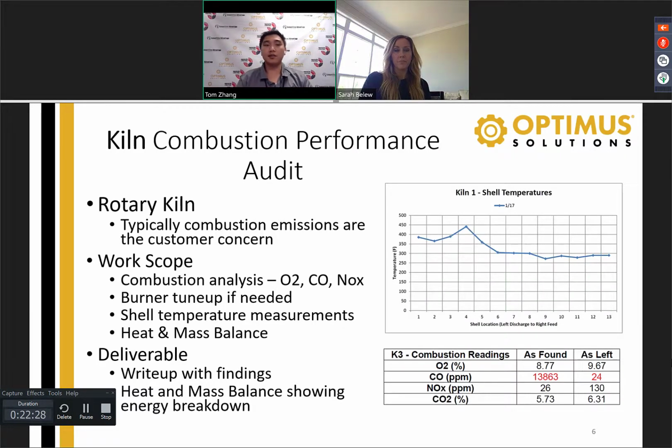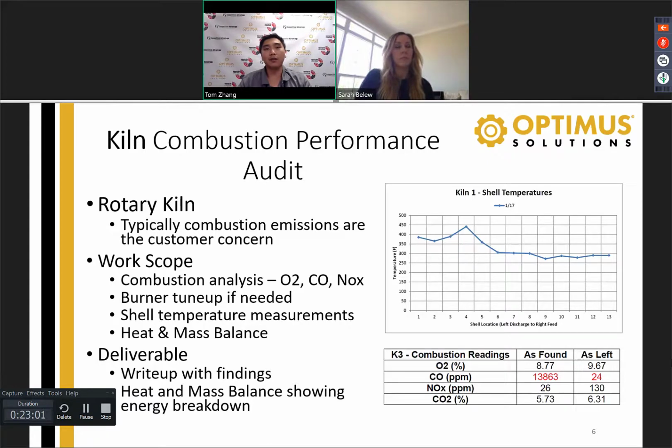Kilns, interestingly, so you've got dryers, calciners, and kilns. With kilns, it's less about the moisture and more about the heat input. How much heat can you put in? It is more the chemical change. One of the things we do on kilns that we don't do on everything else is take shell temperatures across the board, and this is where we can get a sense of the profile of the heat.